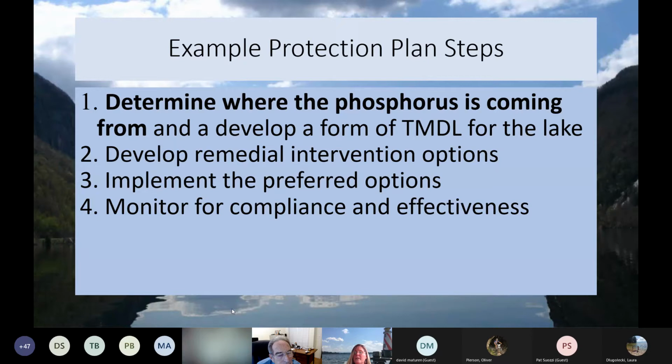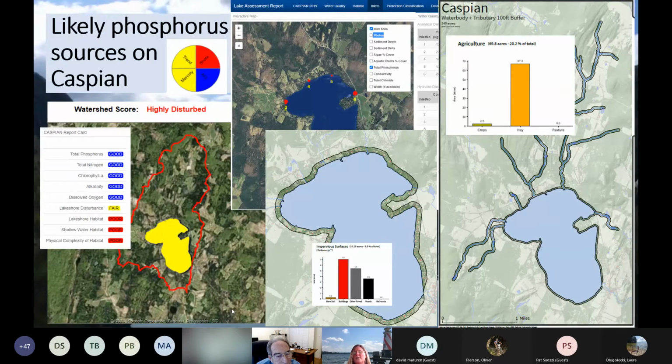Once we have a good handle on where the phosphorus sources are likely coming from, we can develop remedial intervention options and then implement the preferred ones. Finally, we'd need to monitor for compliance and effectiveness of the remediation to see if it's actually working. The hunt for phosphorus sources in this watershed, that being Caspian, is going to be multifaceted.